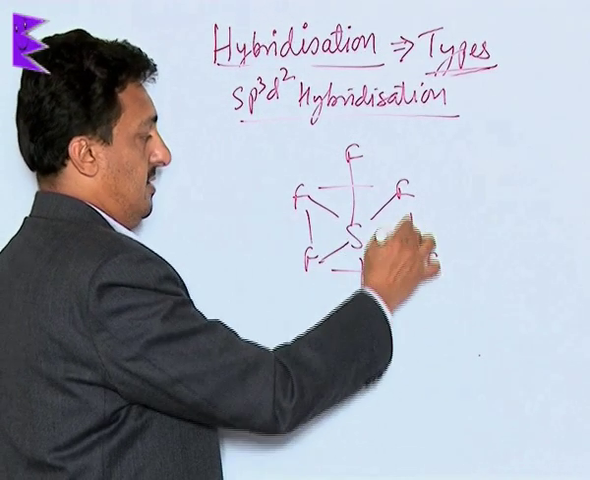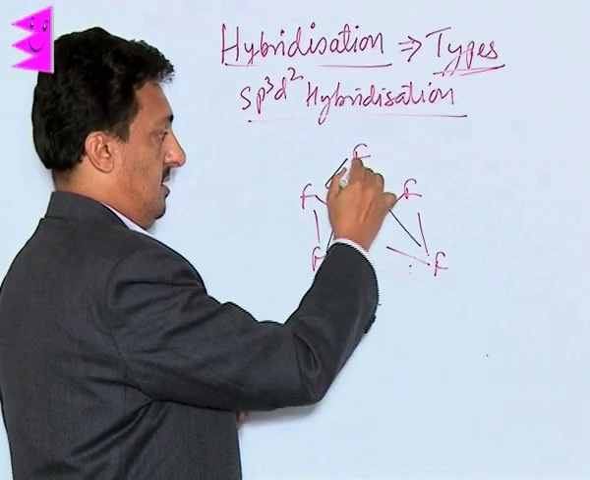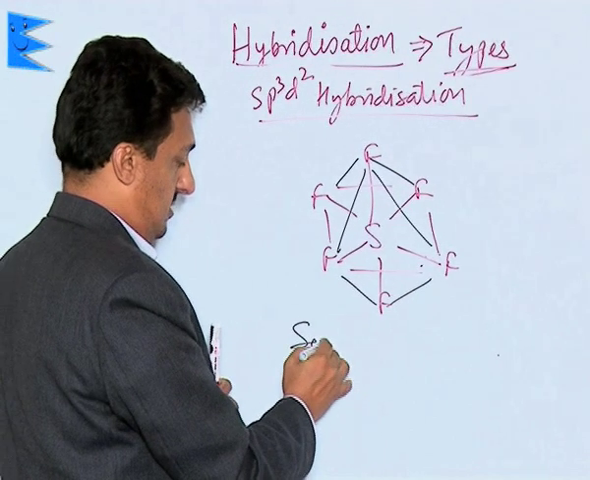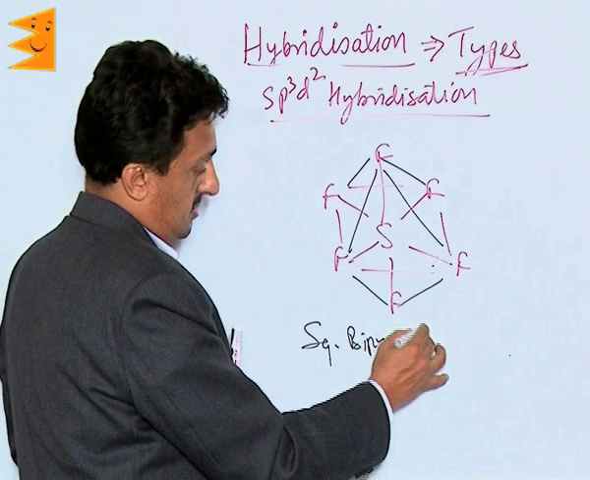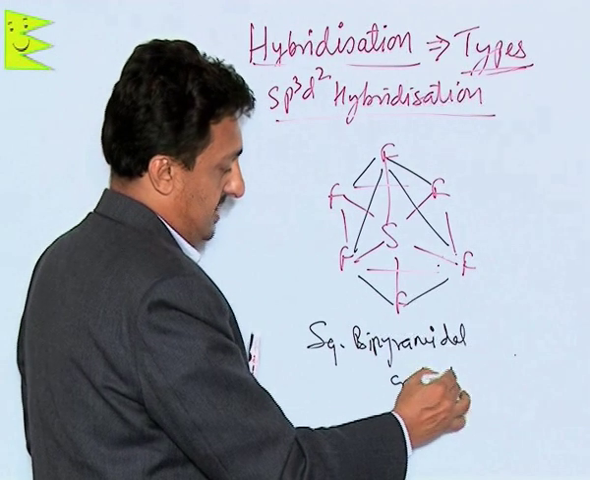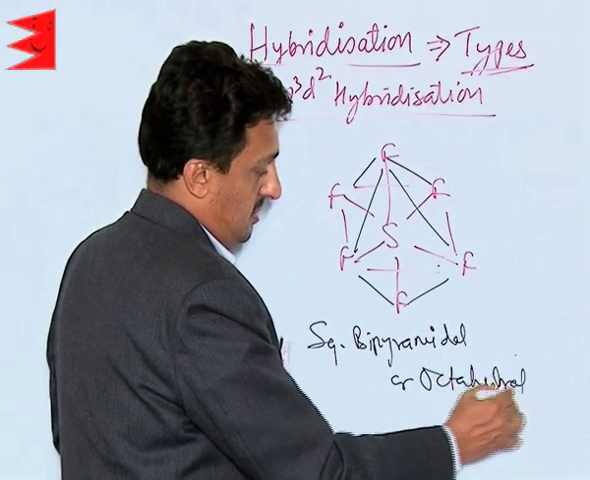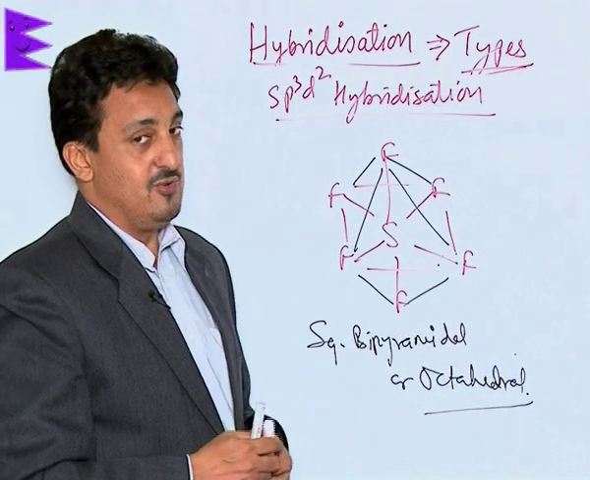So this is how these are arranged, and the shape is called what? Square bipyramidal, or we call this shape octahedral. So this is the sp3d2 hybridization.